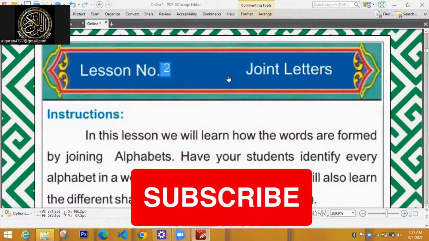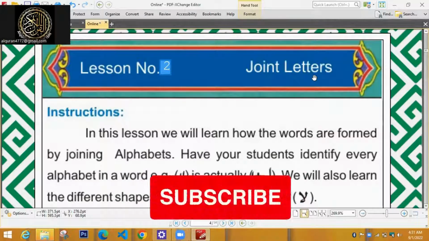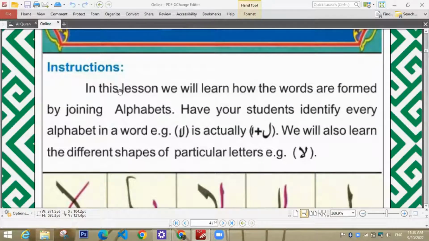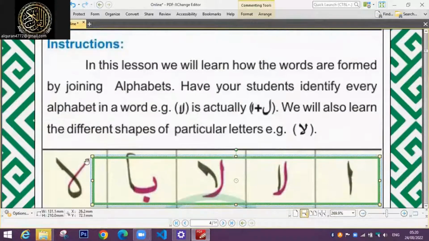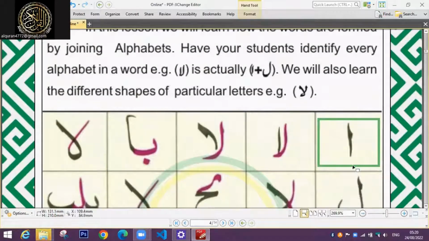Lesson number 2. Join letters. In this lesson, we identify each letter when such letter is joined with other letters in a word. Okay. The first one is Alif.